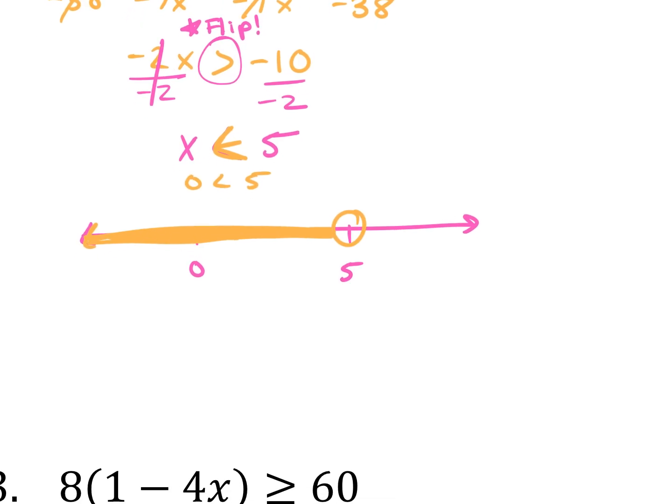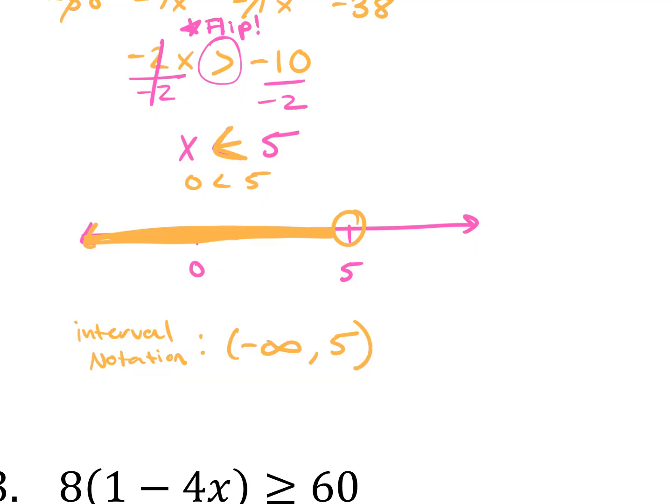Last thing we want to do is write this in interval notation. How would I write it in interval notation? Awesome. It's going to the left forever, so to negative infinity. To what number? Bracket or parentheses at 5? Parentheses. Infinity always gets parentheses.